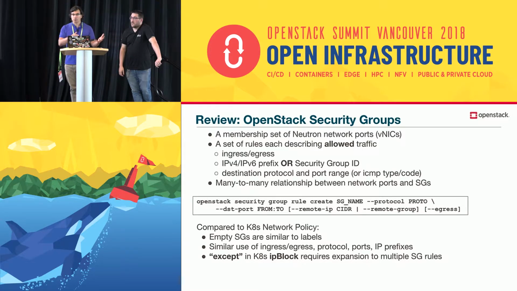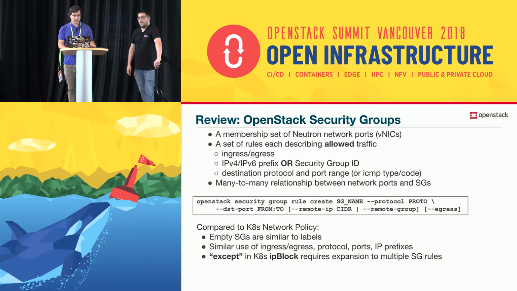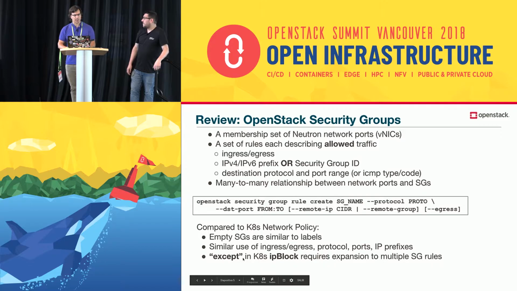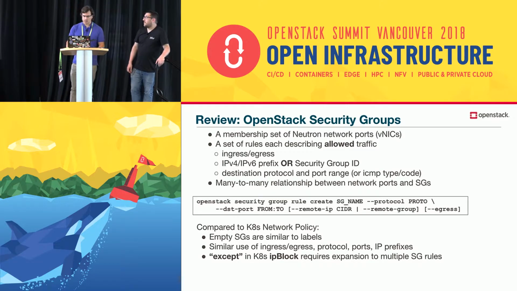You can have many ports in a security group, and you can have many security groups applied to a single port. So this is very similar to the network policy. I'll show in a second how, but there are some differences. In fact, the last point is saying that this accept block, the IP block in Kubernetes, is a little bit different. But otherwise, security groups look a lot like network policy. They're kind of like labels, but a bit heavier weight to manage than labels, and we'll see that in a second. Over here in the middle, you see an example of how to create a security group. You can see there's a name, protocol, destination, port, and then some options.